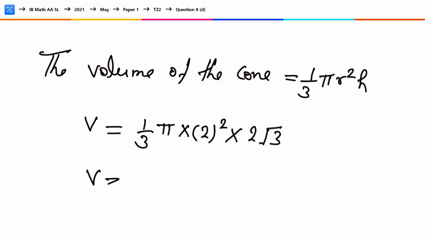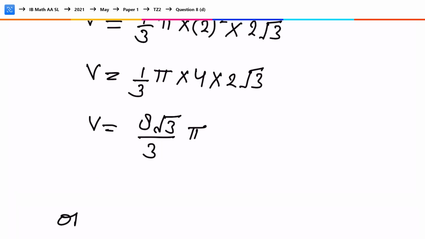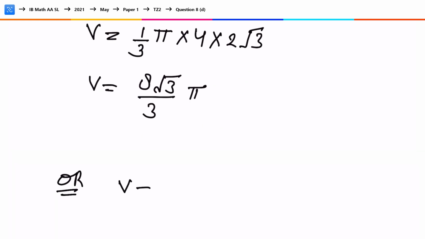Simplifying this, V equals 1/3 times pi multiplied by 4 multiplied by 2 times the square root of 3, which gives us V equals 8 times the square root of 3 divided by 3 times pi. Finally, V equals 8 divided by the square root of 3 times pi. This is our final answer.